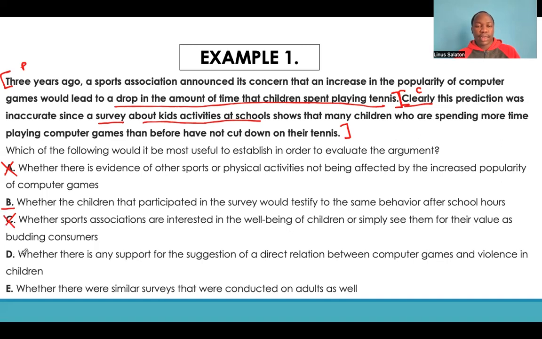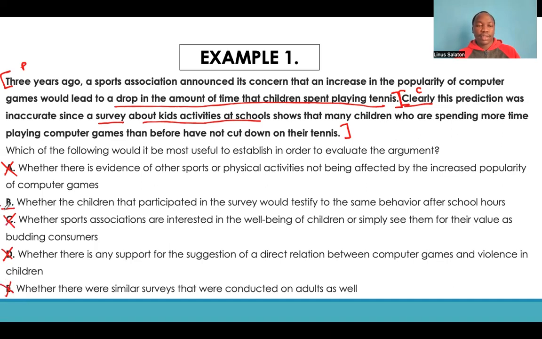D says, whether there is any support for the suggestion of a direct relation between computer games and violence in children. So violence in children is out of scope in this scenario. We're just looking at participation of children, or the amount of time children spend playing tennis. All right. E says, whether similar surveys are conducted on adults as well. We are focusing on children, so this is a bit out of scope and doesn't really answer the question that we really want to know.